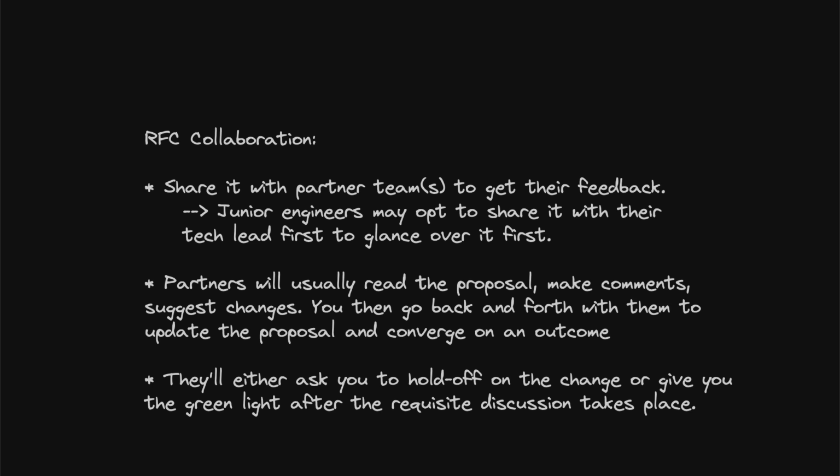Once the document has been shared with partners, the process usually goes as follows. They will read the proposal, make some comments, suggest changes, and overall critique your proposal. You'll then go back and forth with them to update your proposal and ultimately converge on an outcome. And ultimately, they'll either ask you to hold off on your change because they don't feel like it's appropriate or there's not enough information, or they'll give you the green light and you can actually start coding.